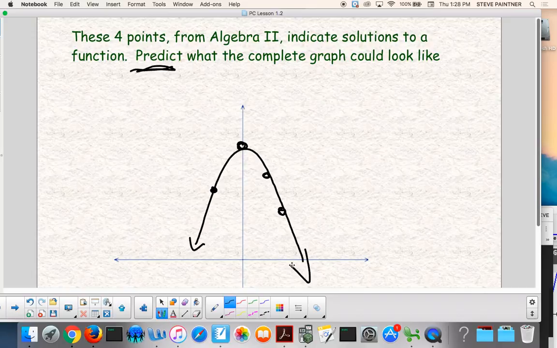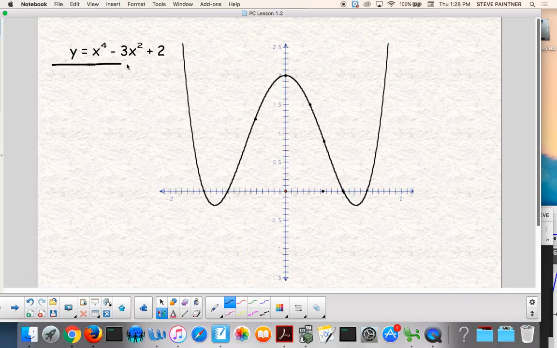Guess what it was? Look at your next slide. It was this. Okay, so you guys thought it was a parabola, but it went like this and it went like this. You cannot graph anything until you know what the equation is. Do you have any clue what this equation is?